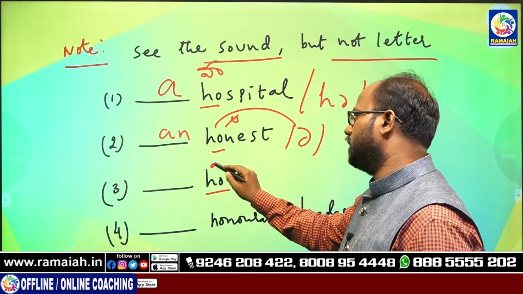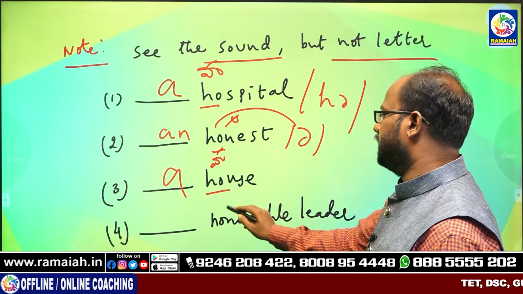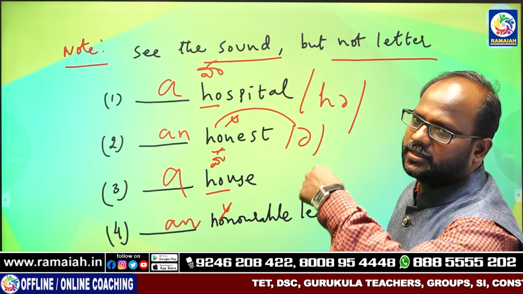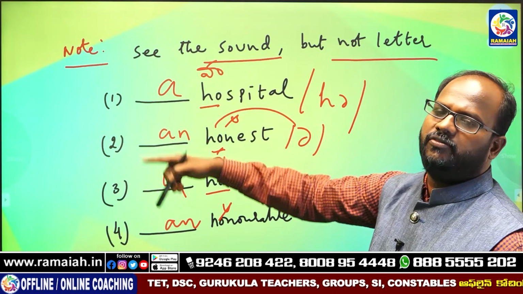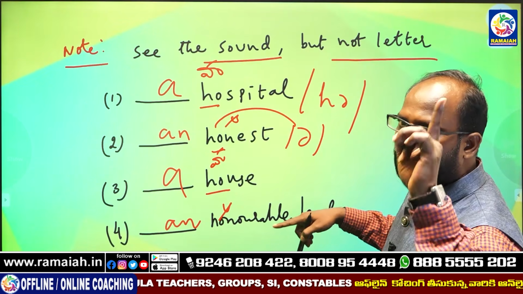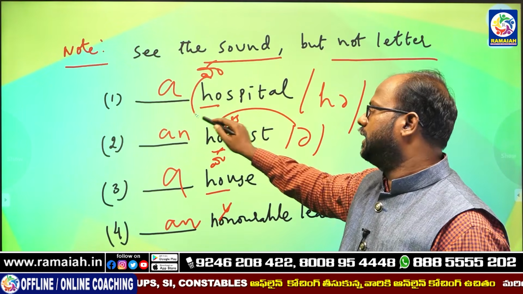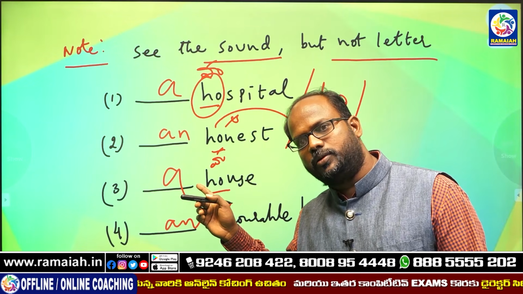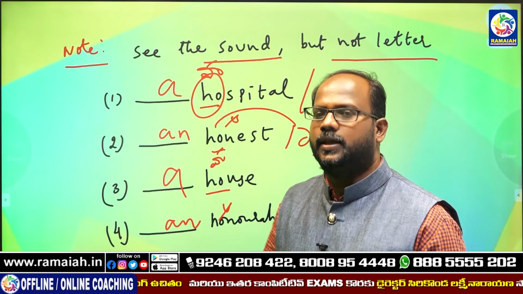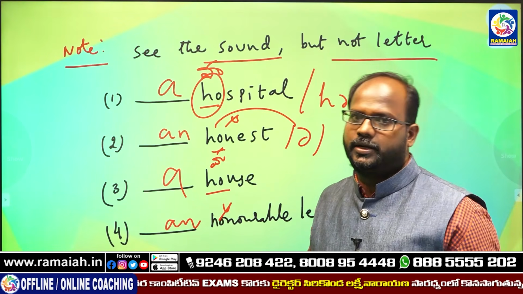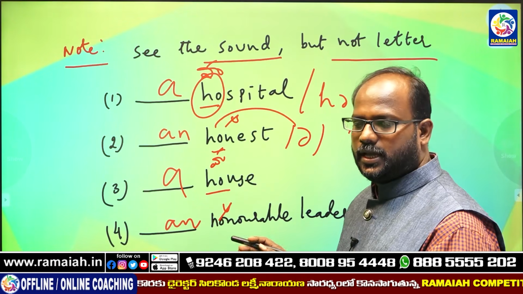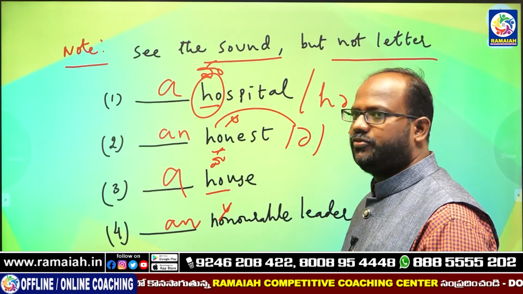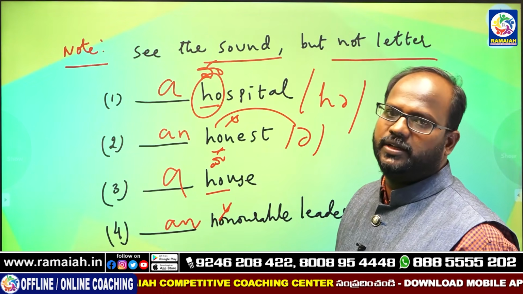House, ha, ha, a house. Honorable, an honorable. Don't look at the letter, look at the sound. If any singular countable word begins with the letter H, look at the sound. If it begins with a consonant sound, take article A. If it begins with a vowel sound, take article an. This is an important note while deciding the article before the words which begin with the letter H.